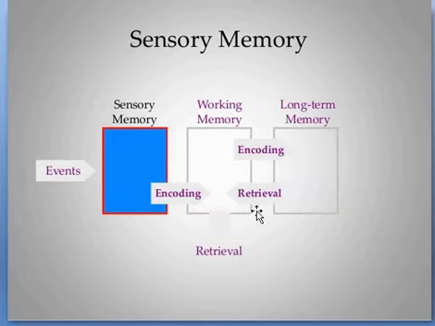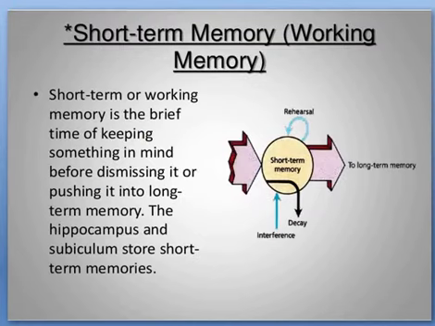Here is the process. Events firstly come in and register in sensory memory, then go to working memory, and the last one is long-term memory, with how it's encoded, stored and retrieved. All these are here. Now the second one is short-term memory.